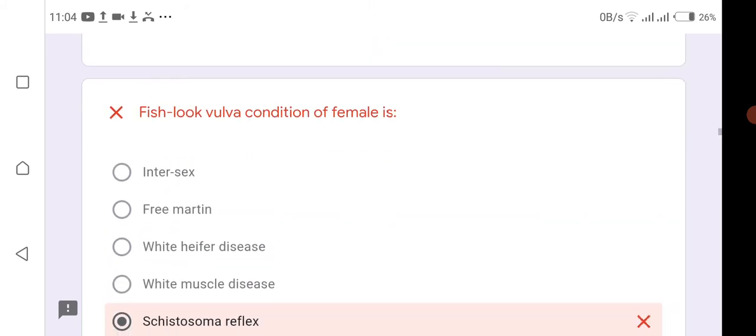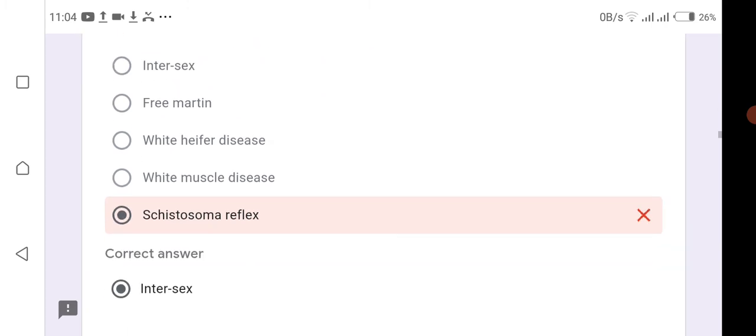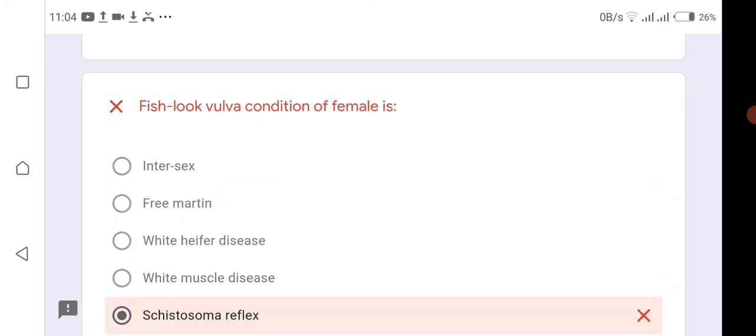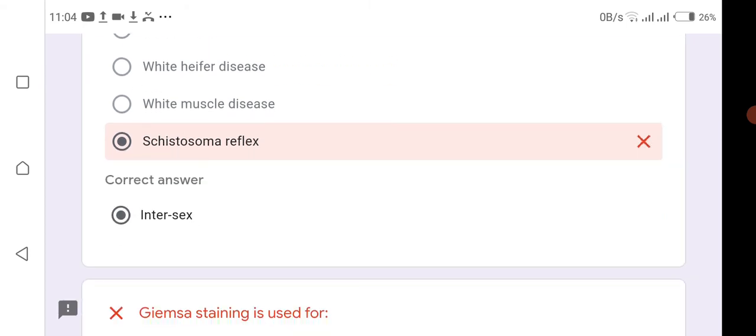Fish-like vulva condition of female is intersex. The vulva shape is fish-like, and it is the intersex.